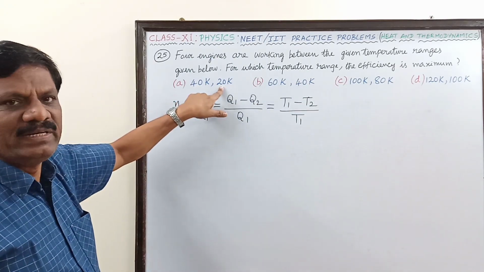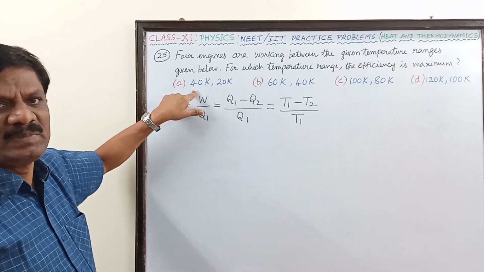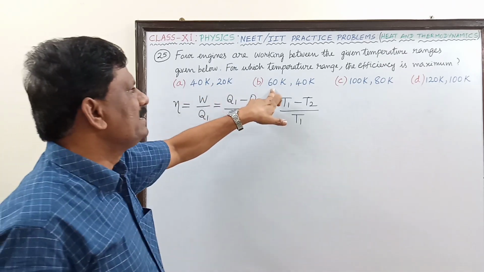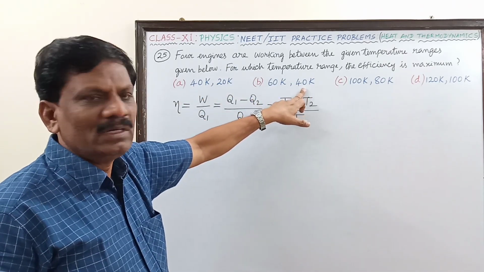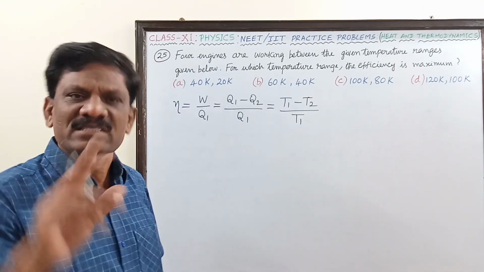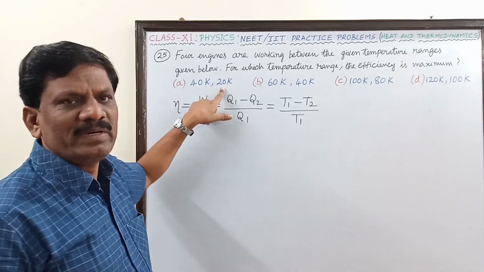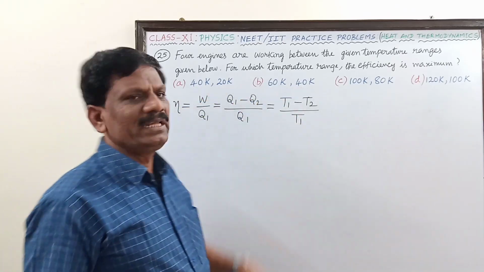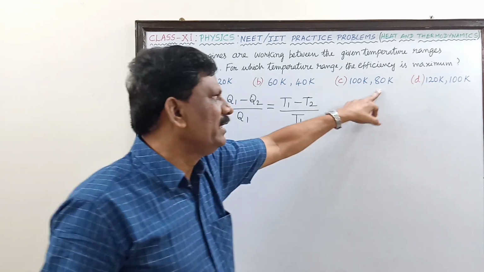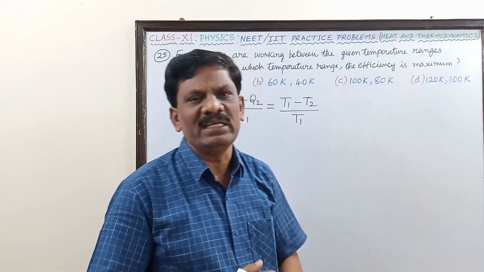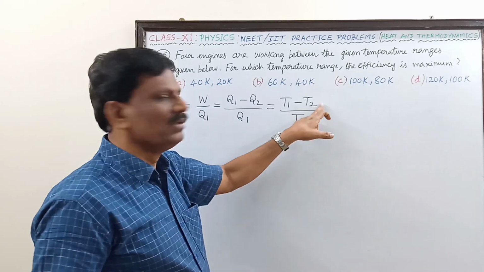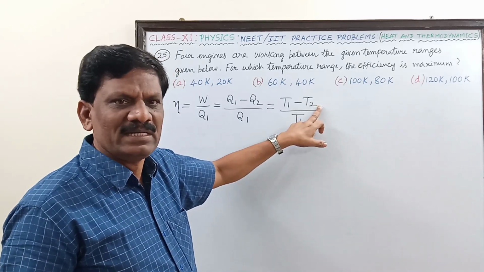See, 40 and 20 Kelvin. So the higher temperature must be the source temperature T1, and the lower temperature must be T2. Like that, 60 is T1, 40 is T2. You observe in all four ranges, what is T1 minus T2? 40 minus 20 is 20. 60 minus 40 is also 20. 100 minus 80 also is 20, 120 minus 100 also is 20. So in all these four engines, the numerator T1 minus T2 is the same, is it not?